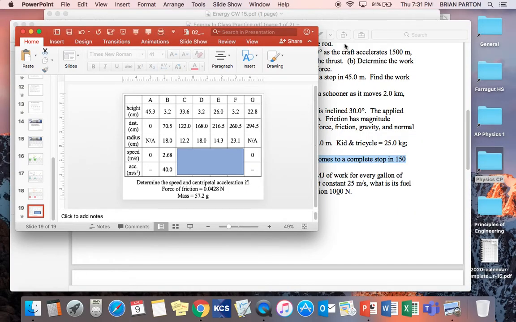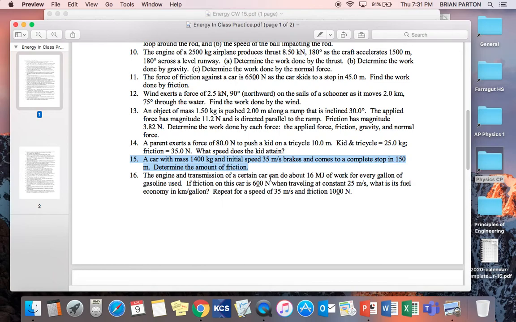So really quickly, let's take a look at a bunch of problems, basically about 10 through 22, I think, that cover this whole section. So I've chosen 15 as a representative sample here. A car with mass 1,400 kilograms and initial speed 35 meters per second brakes and comes to a complete stop in 150 meters. Hey, that sounds familiar. It sounds like some stuff we did in kinematics. But we're going to look at this in terms of energy because we're looking at the amount of friction involved here.